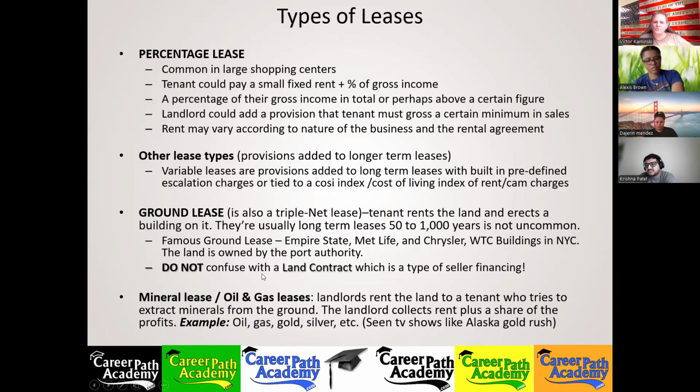Do not confuse a land contract, which is a type of seller financing, with a ground lease. A land contract is a type of seller financing. It's for like a rent to own. A ground lease is where you're leasing the ground and constructing a building on it.